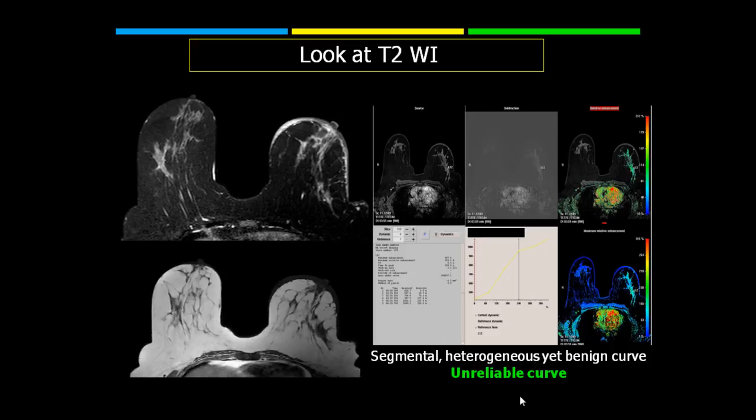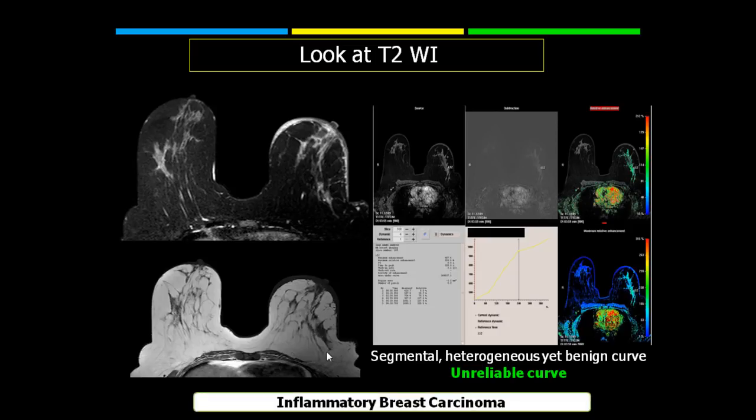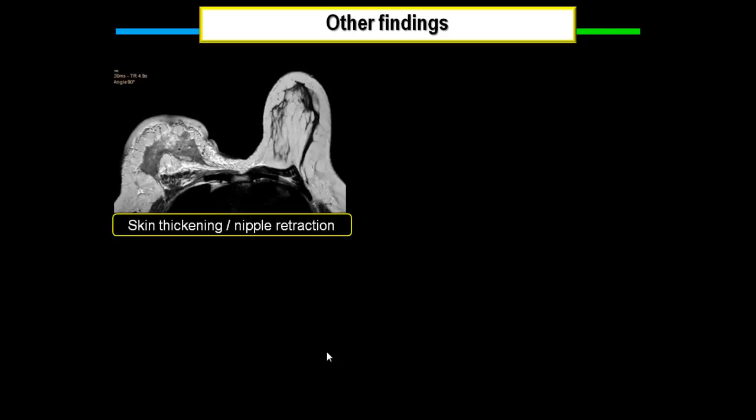Going back to her T2 weighted images and looking at the corresponding area which showed the contrast uptake, this area was dark and the biopsy was taken, and this was a case of inflammatory breast carcinoma. We also have to report other findings. For example, in this case, we have a shrunken breast with skin thickening and nipple retraction.